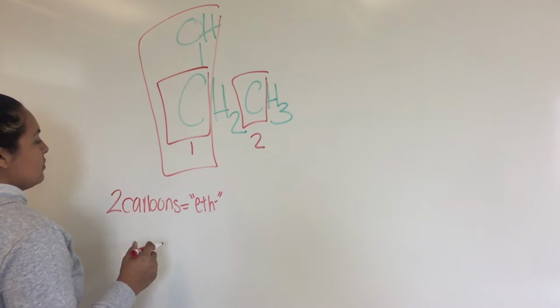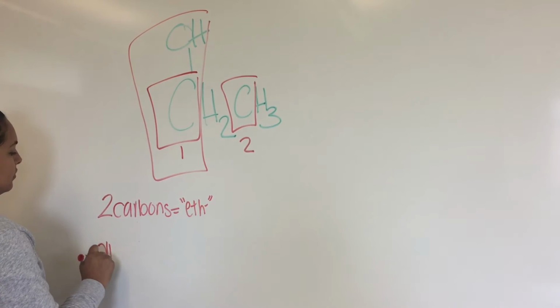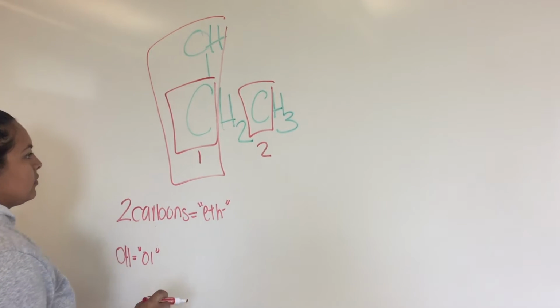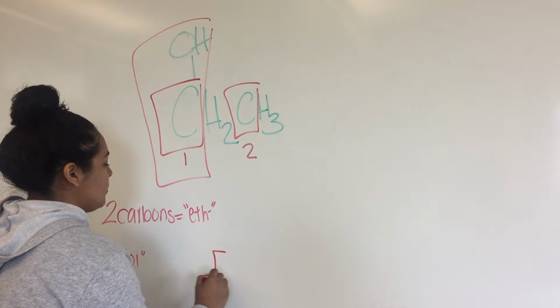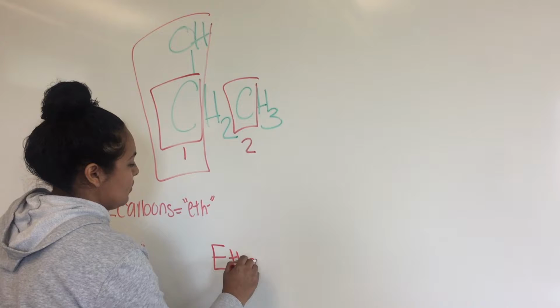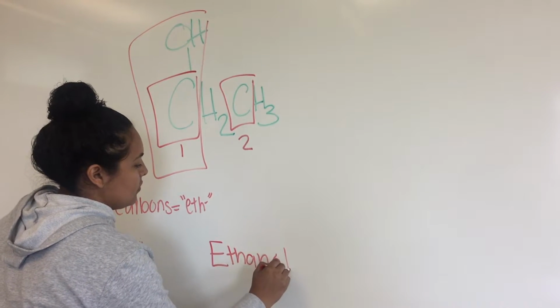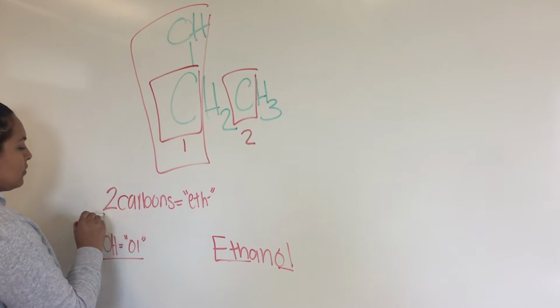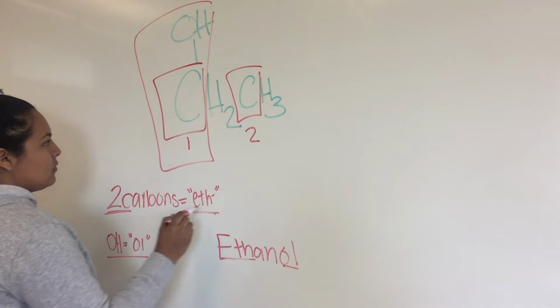Since it's 2 carbons, we don't have to name the position of our OH location. So we just write ethanol. Remember to add the OL at the end because we have a hydroxyl group present and eth coming from the 2 carbons.